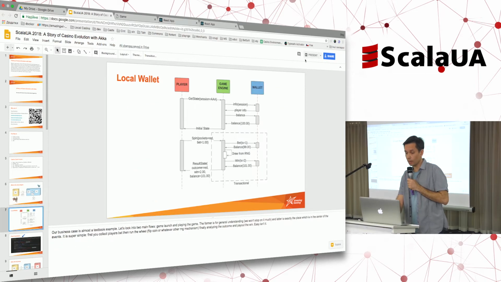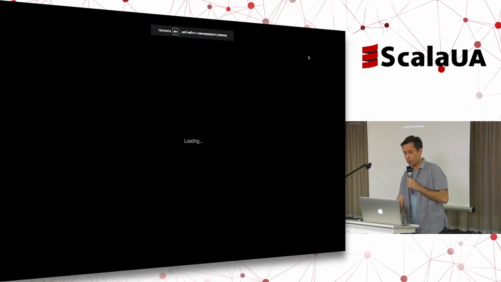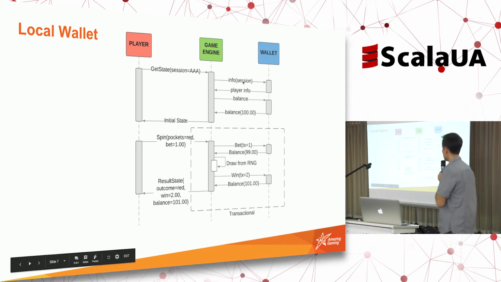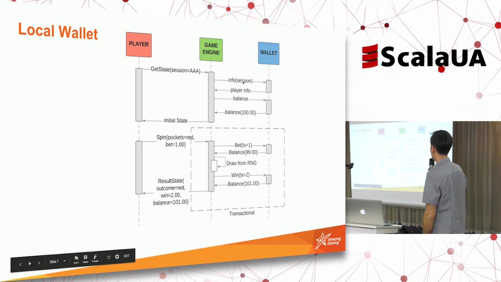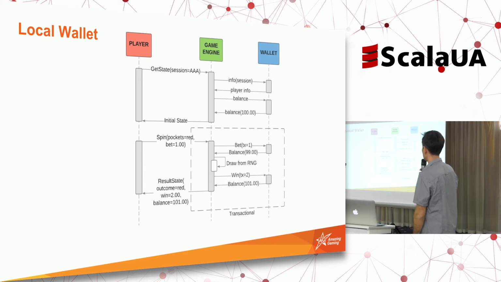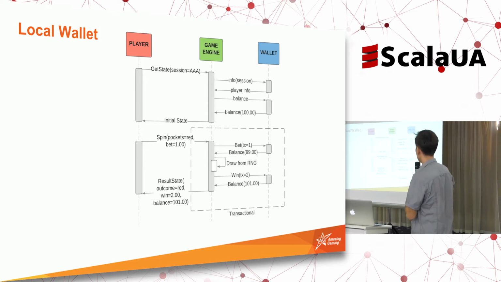And so let's check the flow. It is, what the heck? It is almost a textbook example. There are two phases. The first one is game launch, just mainly for understanding. There is a session that you pass as a parameter to the game link, and then the game engine can fetch the information about this particular player, his balance, and so on.